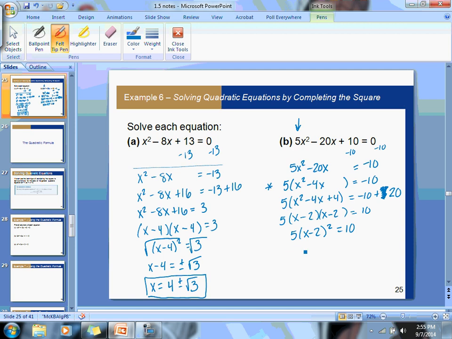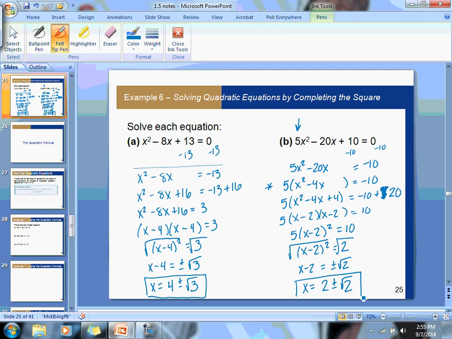I can divide that 5 out of there. So (x minus 2) squared equals 2. And then I can take the square roots of both sides to get rid of that squared. So my radicand pops out. And now I have a plus or minus square root 2. And then I have to add that 2 over to the other side. So 2 plus or minus square root of 2 will be my final answer.